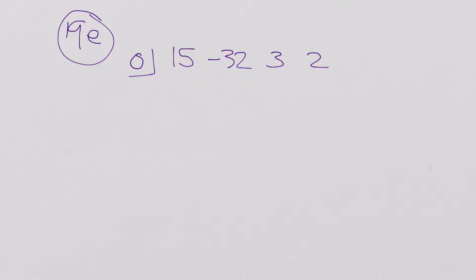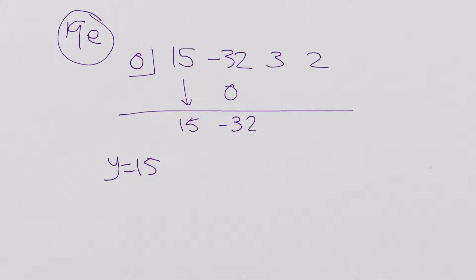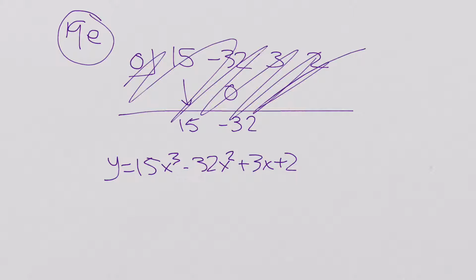So let's divide out by 0. Drop your 15 down. 0 times 15 is 0, so we get negative 32 right there. And I'm going to go ahead and stop right now because that's totally a lie. 0 is not a solution to this. If our polynomial is y equals 15x cubed minus 32x squared plus 3x plus 2, if 0 were a solution, there would be no constant term, and there is a constant term, so 0 can't be a solution. So that is gobbledygook.